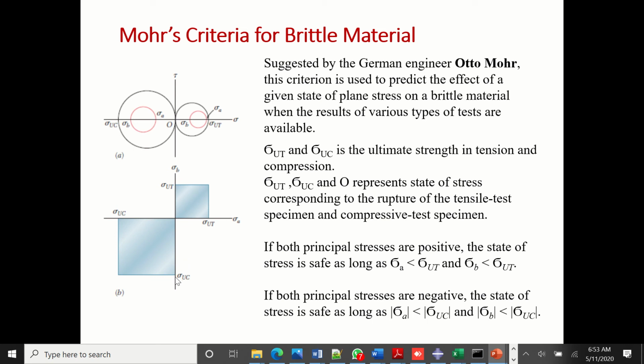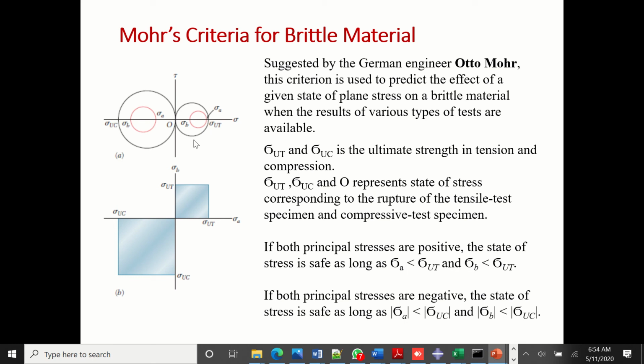Unlike the case in which we compress, so most of the cases it heals, it closes the cracks of the material, defects of the material. So that is why in compression, most of the materials have higher strength as compared to tension. So there are two ways to represent these criteria graphically.